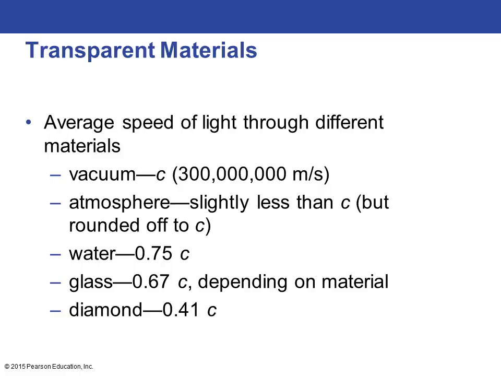It's pretty close, but obviously in the atmosphere there are particles, and so it's not quite as fast as in a vacuum. The speed of light in water is 3/4 the speed of c, or 0.75 c. Glass is 0.67 c, depends on the material, but on average. And the speed of light through a diamond is 0.41 c, so a little less than half of this value here. So it goes through about half as fast.